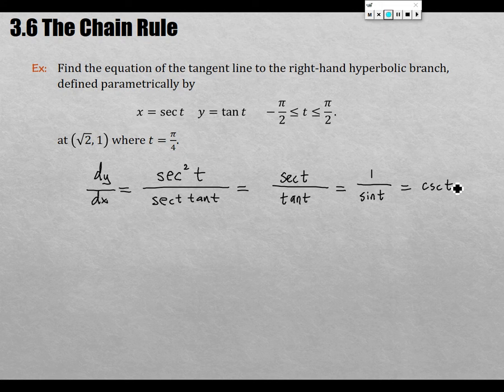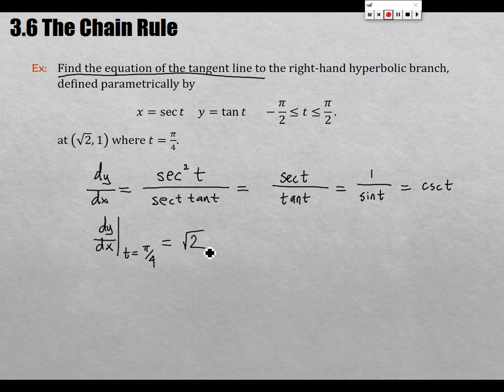We're not done though. It says find the equation of the tangent line, right? So when t is pi over 4, what do we get? dy/dx at t equals pi over 4. When you plug pi over 4 in, what do you get? Root 2. Good. Yeah, just root 2.